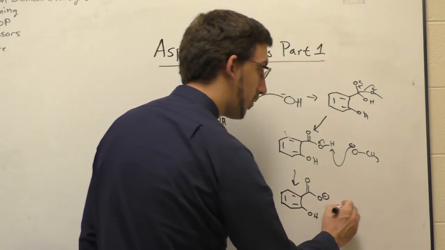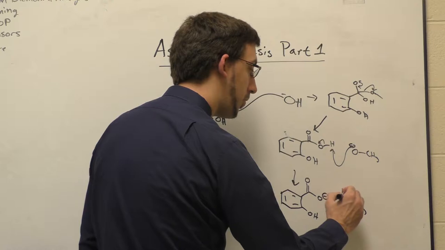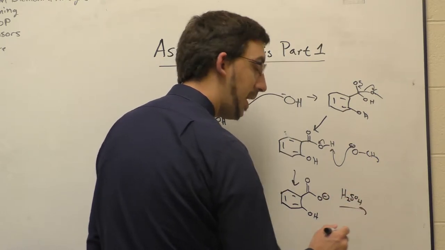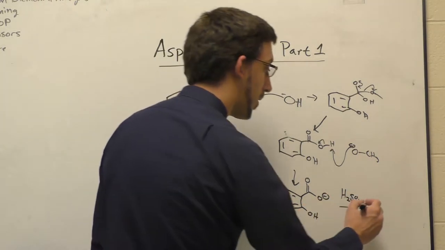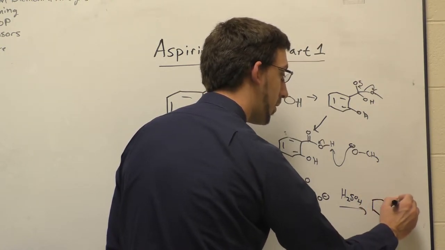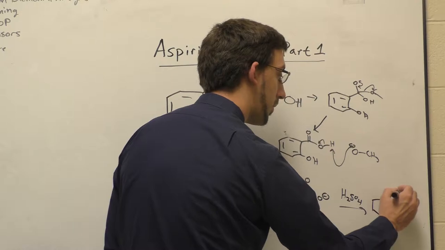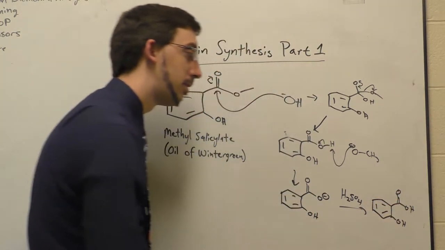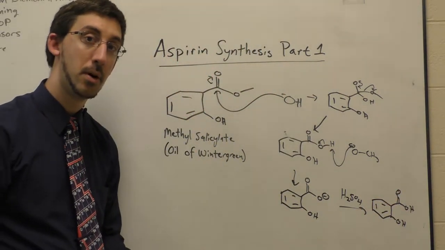At the end of the reaction, after it's completed, we'll simply acidify the solution using H2SO4, and that will give me my final product here, the final salicylic acid, OH there with the carboxylic acid. And that will complete part one.